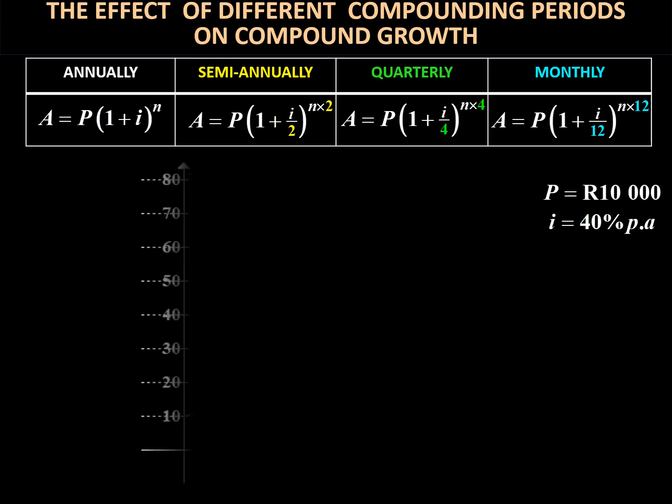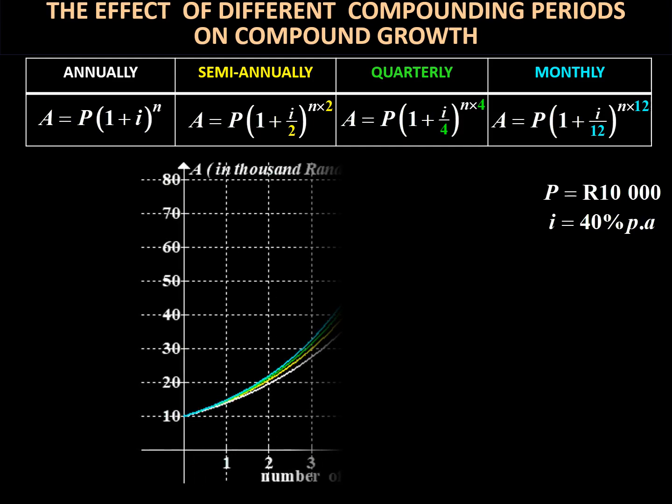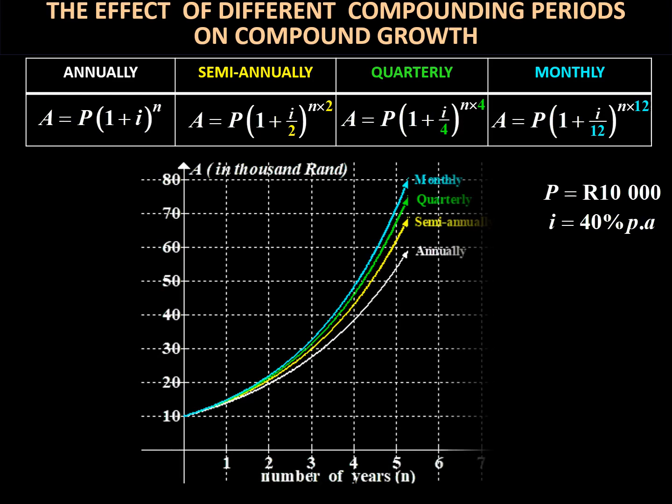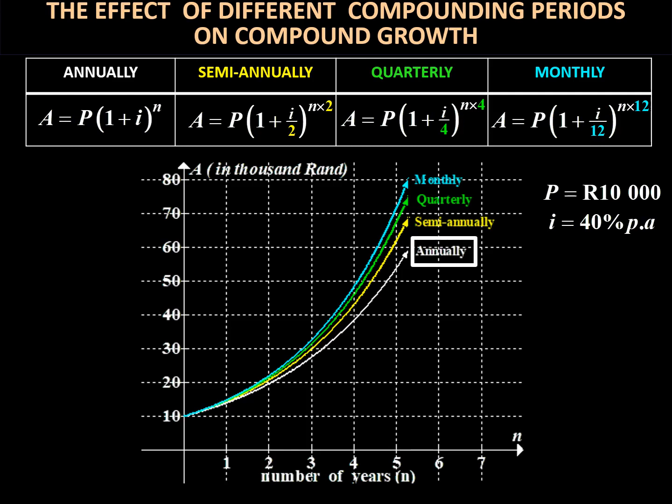Let's look at it graphically. Let's have a graphical comparison. If we plot that, that is the graph we will get. As we can see here, for annually, that's the time value after 5 years, and then semi-annually, that's the time value we'll get, and quarterly, the time value is more, and monthly, it's even more. So if the number of compounding periods per year increases, you can see the time value also increases.